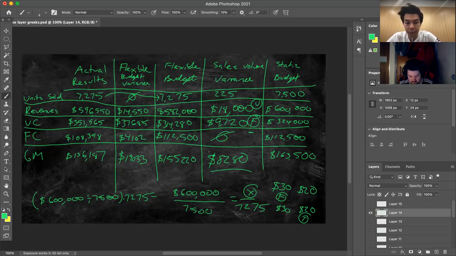Gross margin. Would this one be favorable because we're making more money? Well, we're making less money, right? Because now it's 155,000.